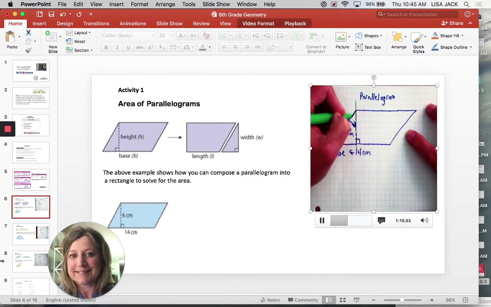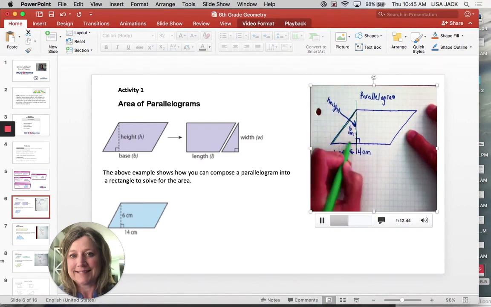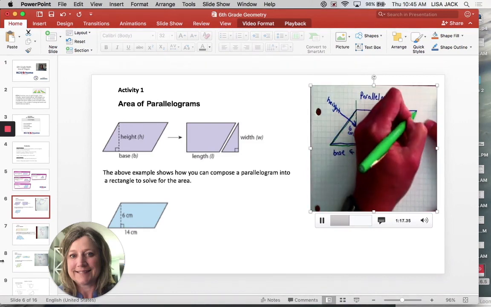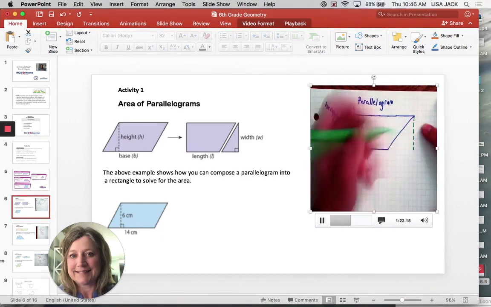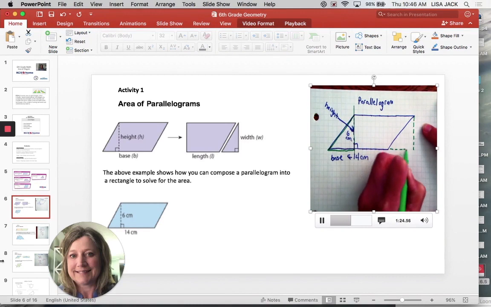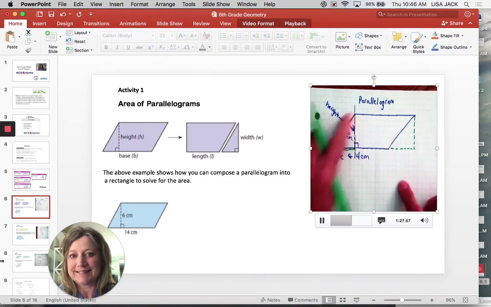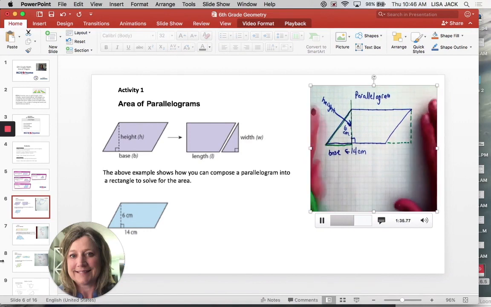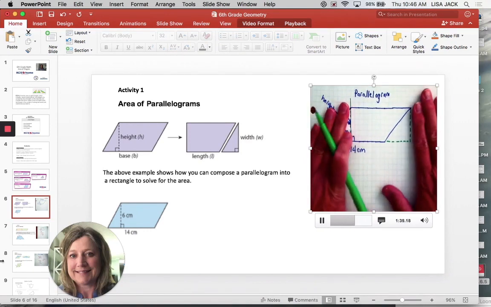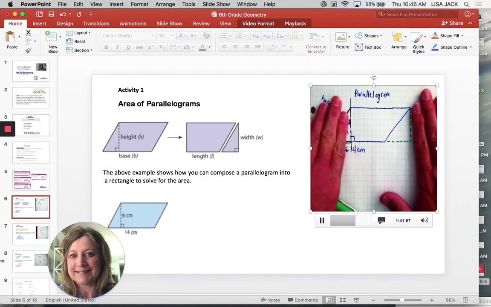and I actually cut off this portion of it right here, and I wanted to lay it over here on this side, over on the other side of that figure. And I'm just going to draw it in dotted lines here so you can see it. I chopped off this triangle on the end, and I made a copy and I put it right over here on the other side. When I did that, you can see that the shape that I have formed is no longer a parallelogram, but it's a rectangle.